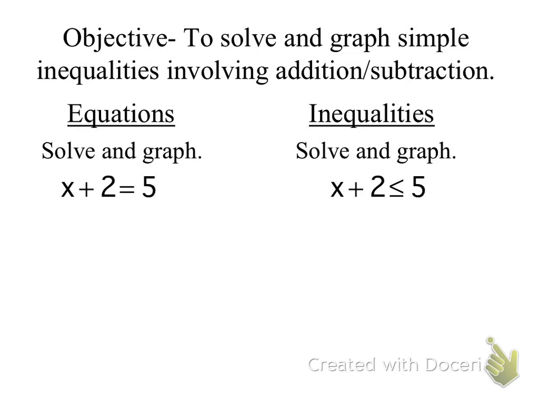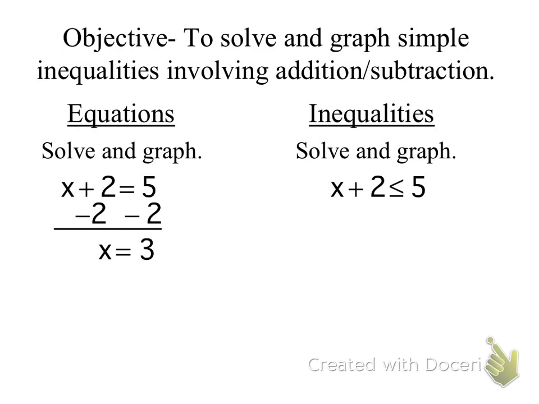So to get x alone, if it says plus 2, I'm going to subtract 2 to isolate the x and get the variable all alone. So I'm using the inverse operations. I'm going to use my property of equality, subtract 2 from both sides of the equal sign. And I get x equals 3.